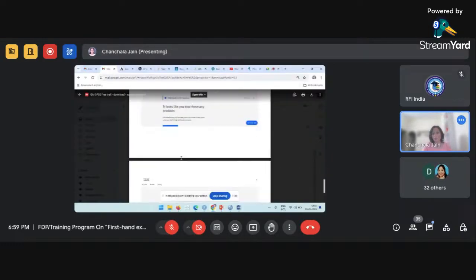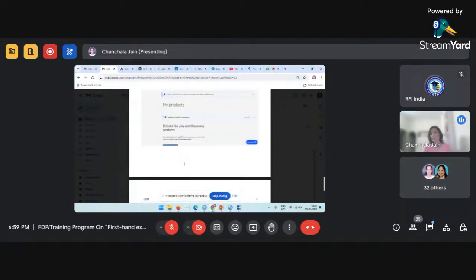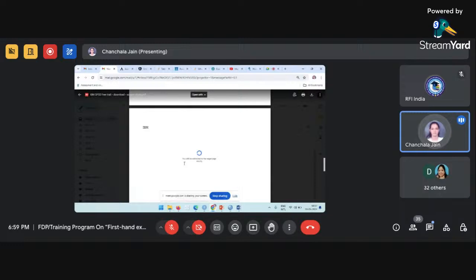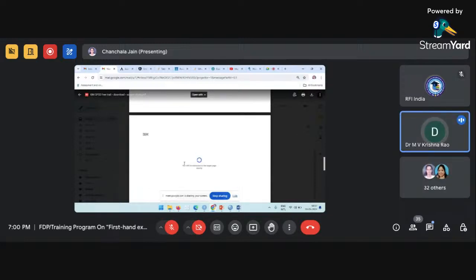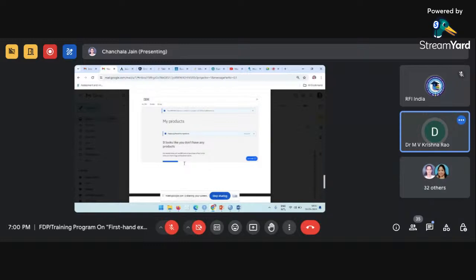Nothing is installed. That's the problem; it looks like it is hanging. Whatever screen, the tenth screen is there, it stays forever with no progress after that. I don't know why you are getting this screen. I'm not understanding why you are getting this particular thing. It looks like you don't have any product.